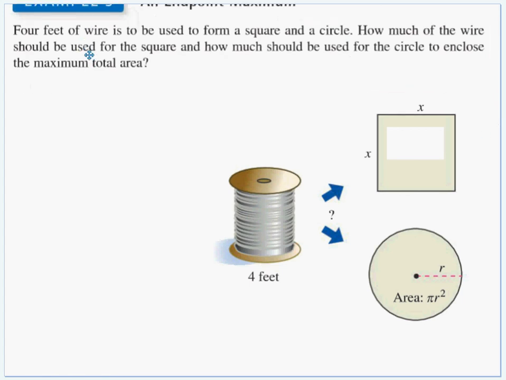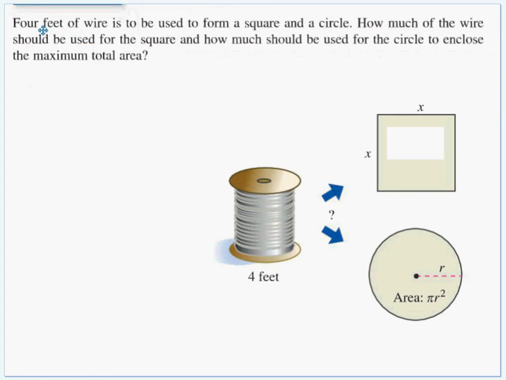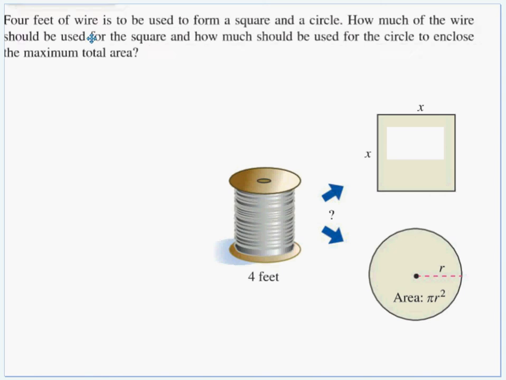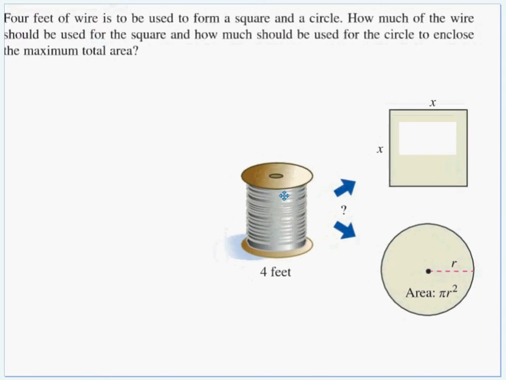So it says here you've got 4 feet of wire. You're sitting around bored and you've got 4 feet of wire to play with. And you decide to form a square and then a circle from that 4 feet. You're going to use some of the wire for the square, some for the circle. How much of the wire should be used for the square and how much for the circle to enclose max total area? We want to have as much area as possible using our limited 4 feet of wire.